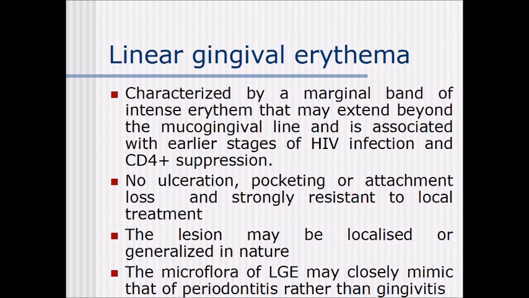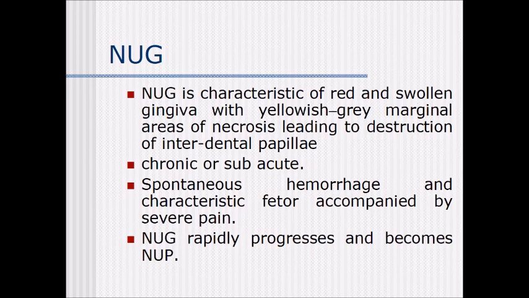It is characterized by a marginal band of intense erythema that may extend beyond the mucogingival line and is associated with early change of HIV infection and CD4 suppression. No ulceration, pocketing or attachment loss, and strongly resistant to local treatment. The lesion may be localized or generalized in nature. The microflora is closely similar to that of periodontitis.